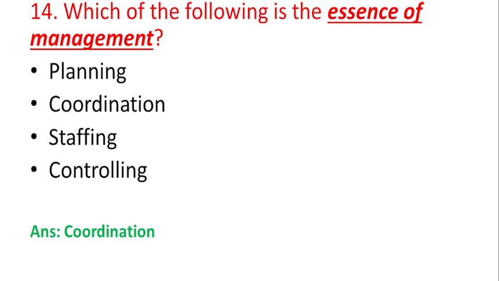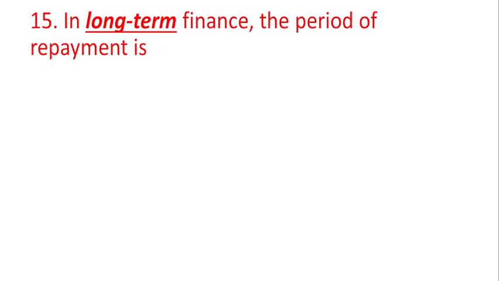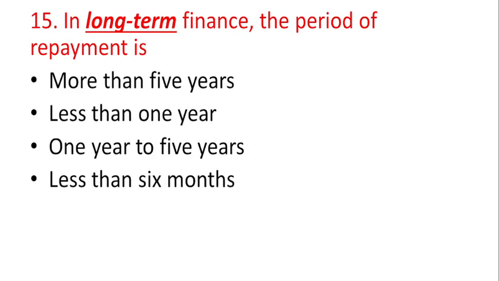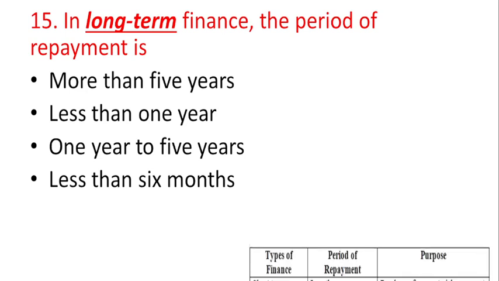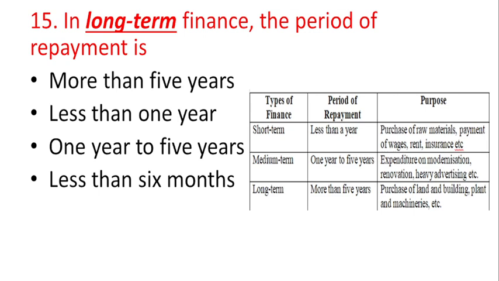And question number 15. In long-term finance, the period of repayment is, the options are more than 5 years, less than 1 year, 1 year to 5 years, less than 6 months. So here the table is given.